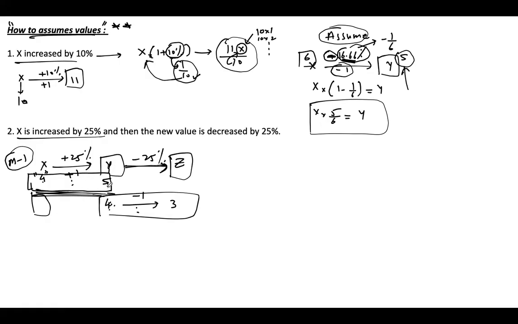What should I do quickly? We should take the LCM. Multiply this ratio by, let's say, 4, so I'll get 20, and I will multiply this other value by 5. So z comes to be 15.